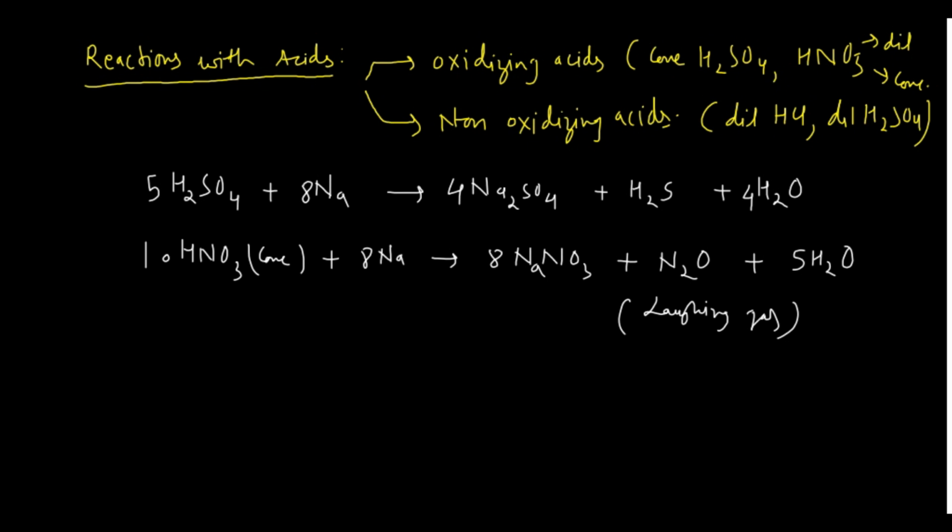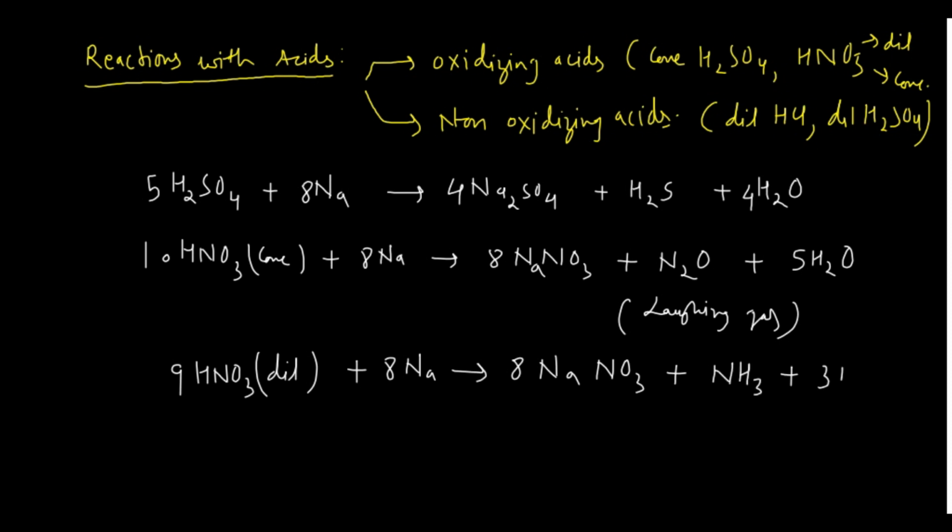And suppose your acid HNO3 is dilute, not concentrated, that means it is having water, so you will require 9 equivalents of this one, and of course 8 of your sodium, right? So it will not make any difference whether you take sodium or potassium or rubidium or cesium, the reaction always goes like that. Okay, 8 NaNO3, and then you are having the ammonia, and then your 3H2O. Okay, so these are the reactions.